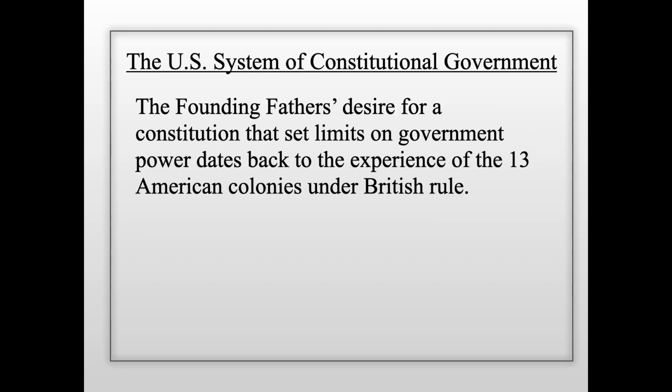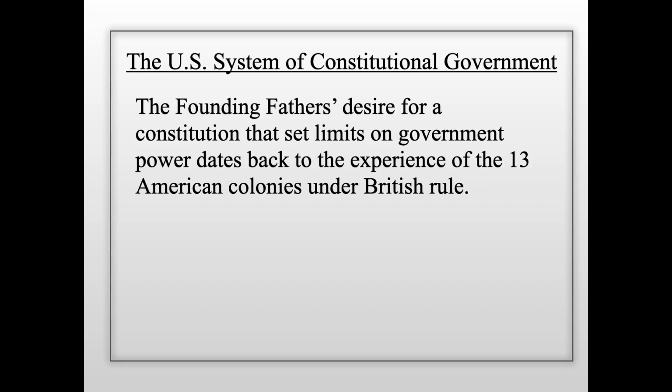Now, the Founding Fathers' desire for a constitution that sets limits on government power dates back to the experience of the 13 American colonies under British rule. Before the United States of America was an independent country, the original 13 states were part of the British Empire, controlled by Great Britain. That goes back to the early 1600s and the founding of Virginia, the first colony. In 1776, the 13 colonies declared themselves independent from the British Empire when they announced the Declaration of Independence.